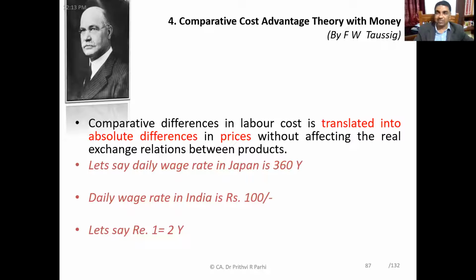But to understand this concept, let us take an example. Here, in the first example, we are assuming that the wage rate in Japan is 360 yen per day. If a Japanese worker works, he will be earning 360 yen. Can you remember this? All right, so write it here.